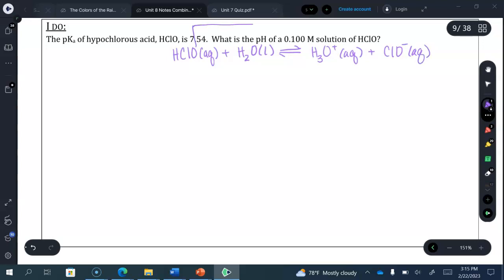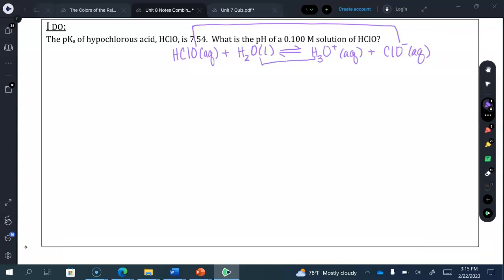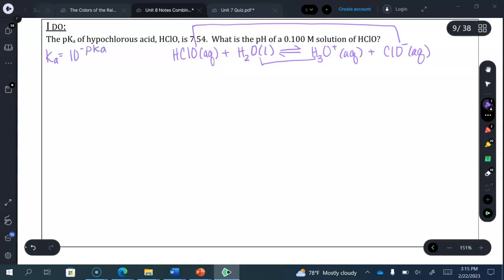As a reminder, this is the acid and conjugate base. This is the base and its conjugate acid, just to review a little bit. The other thing we need to know is the Ka, because the pKa is not going to be much help when we write the equilibrium expression. So we know that Ka is 10 to the negative pKa, because I'm doing the log. If we calculate that, this is 10 to the negative 7.54, and this ends up being 2.9 times 10 to the negative 8.